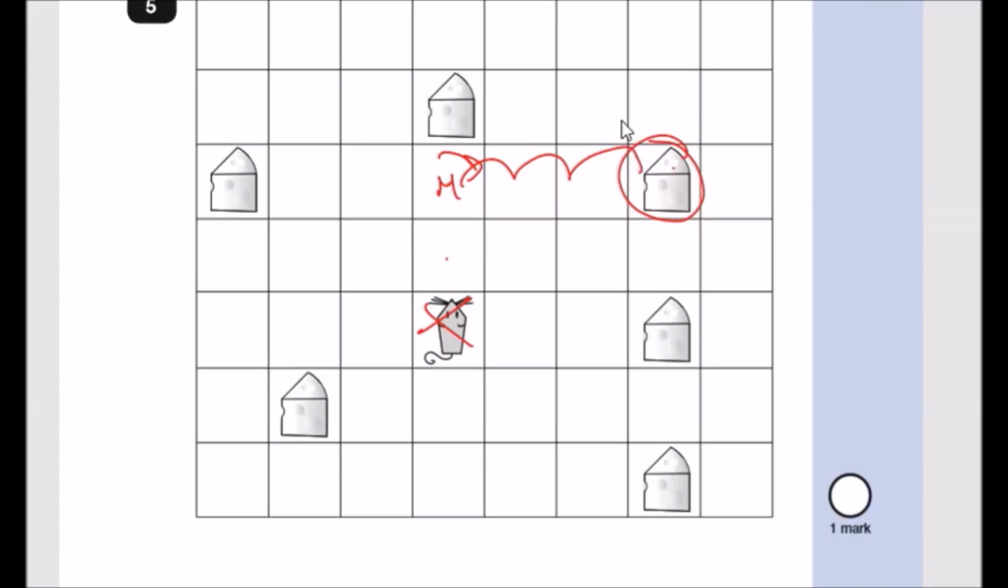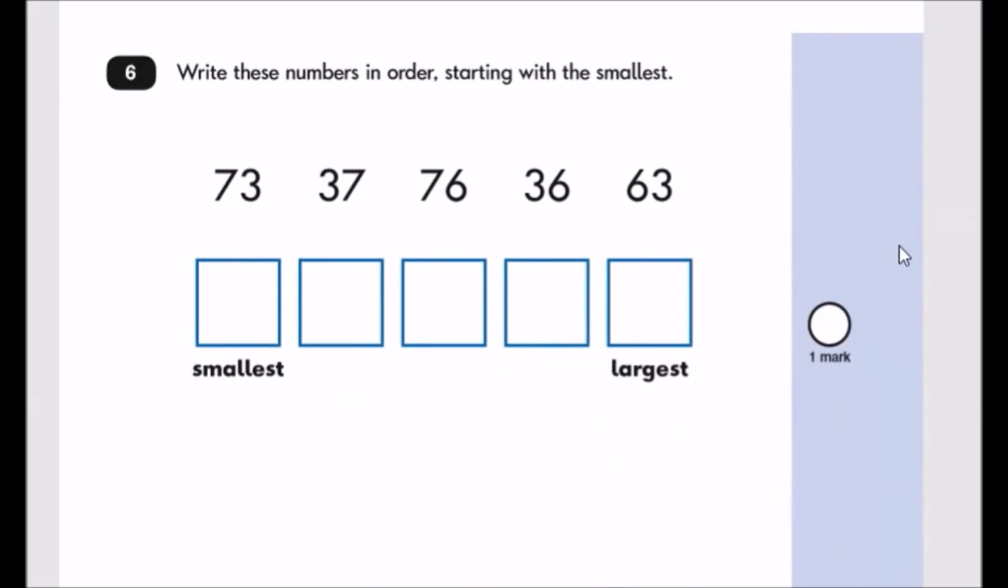Now finally, let's move on to the real set questions. Okay, yes. So now we can finally just answer the questions as we see it. So guys, good luck and let's do this. So number 6, write these numbers in order, starting with the smallest. So we got 73, 37, 76, 36, and 63.